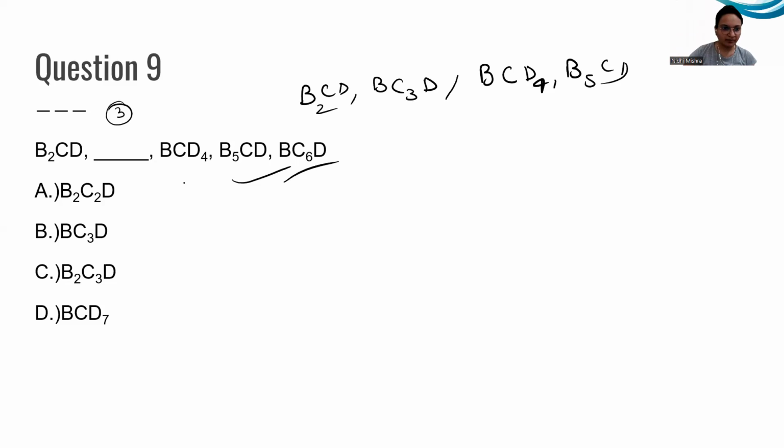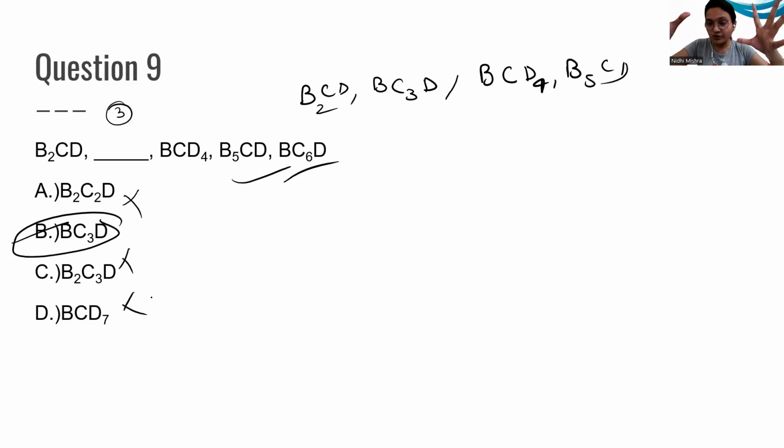So is B, C3D an option? Yes. So this is how you should solve. Be very, very careful. Analyze the pattern, find out the pattern and just tick the answer. Eliminating the options is very important.